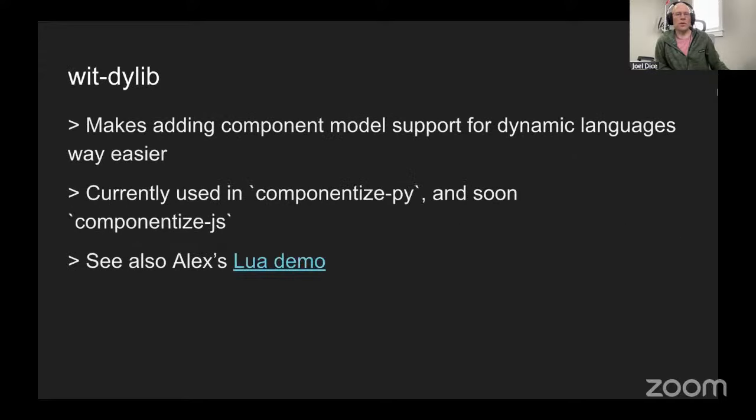And this has nothing to do with a core Wasm or component model feature necessarily, but I do want to shout out the wit-dylib tool, which was recently added by Alex to wasm-tools. If you are interested in porting a new language, especially a dynamic, interpreted language, to the component model, wit-dylib makes that way easier. I've retargeted componentize-py to use it. I'm working on doing the same thing for componentize-js. You can see Alex's Lua demo. Would love to see a componentized Ruby, for example, based on this, or any componentized Scheme, whatever your favorite interpreted language is. So just an FYI that it exists and it's useful.